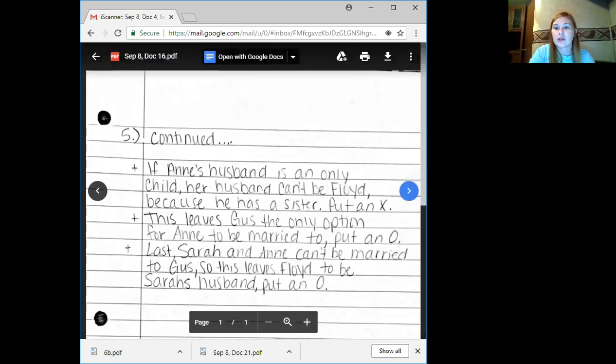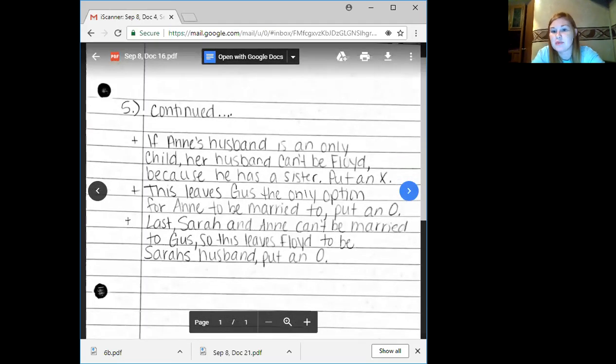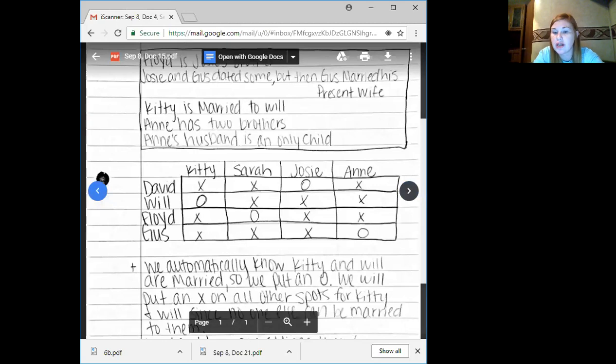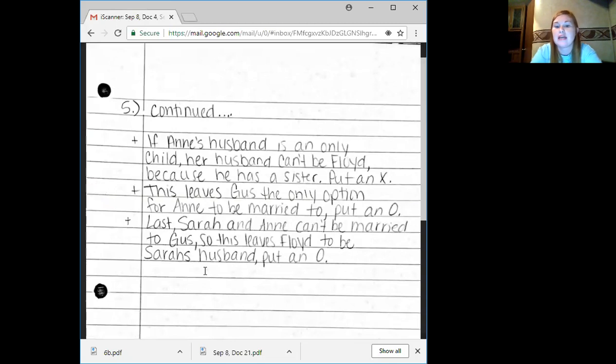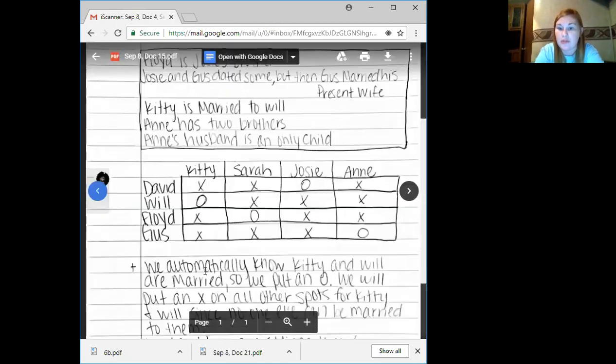So then we're going to look here, and it says if Ann's husband is an only child, her husband cannot be Floyd because he does have a sister. So we'll look back at our chart here, and we're going to put an X there as well. And then it says this leaves Gus the only option for Ann to be married to. So we'll put an O there. And then lastly, Sarah and Ann cannot be married to Gus. So that leaves Floyd to be Sarah's husband, and we'll put an O there.